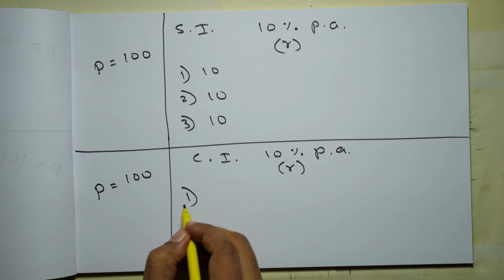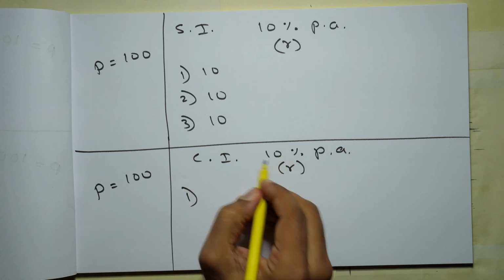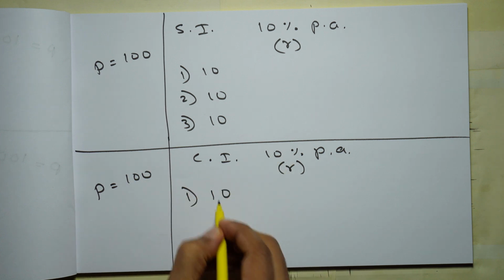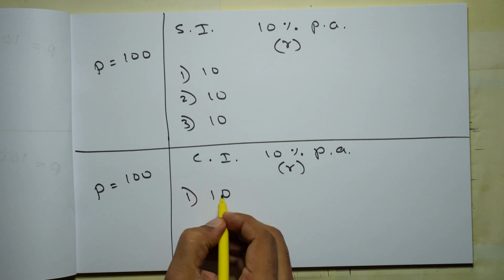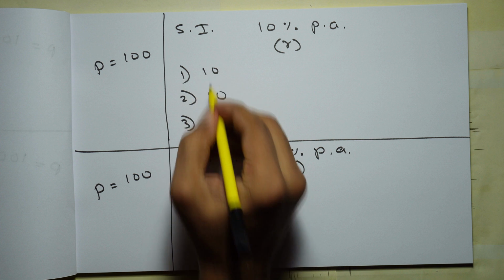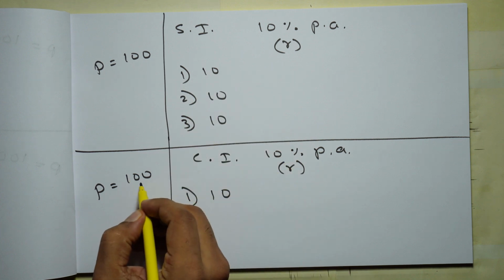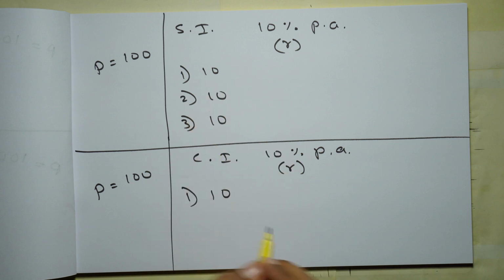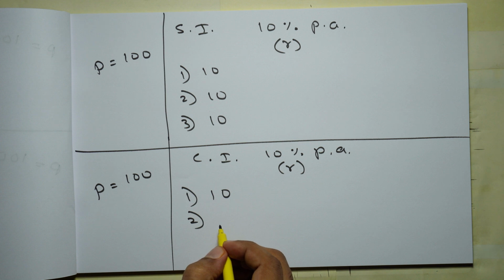Now at the end of the first year, you will get R% of principal. R is 10%, so 10% of this 100, you will get this 10. So you can see only for the first year alone, compound interest and simple interest, they are both same. That is, you will get it as R% of principal. So first year simple interest, compound interest, they are both same. The difference starts in the second year onwards.